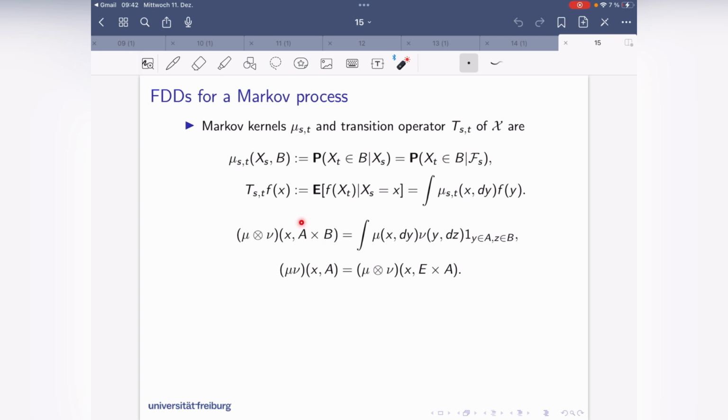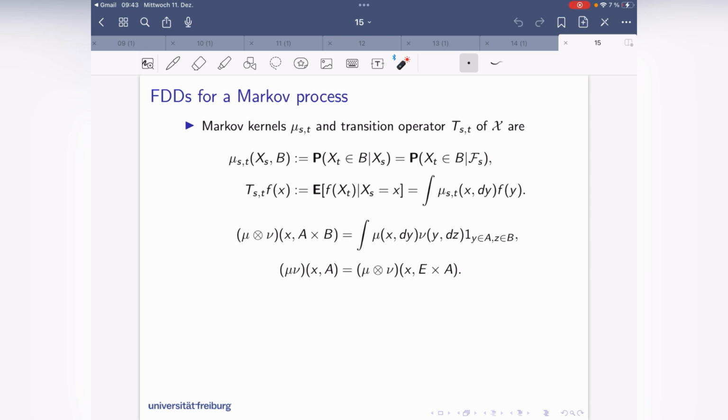And the special case where the A is the whole set, then I call this μν. And then, of course, I do not need the first coordinate because it's the whole set anyway. And I'm renaming the second one to A, and I have this. So that's going from x to something using μ, and from the something to go to A using ν. So that's this formula here.